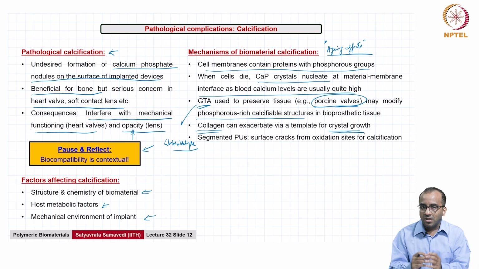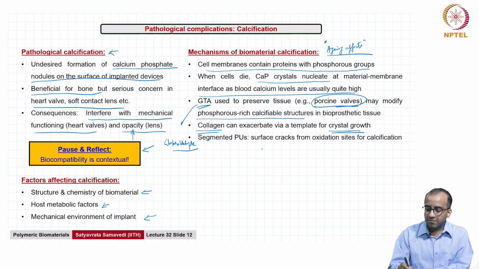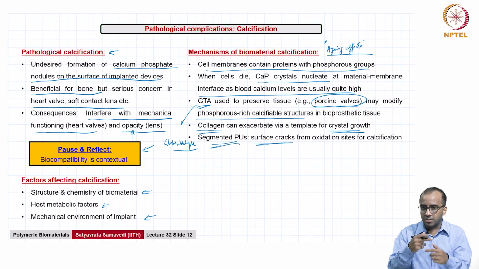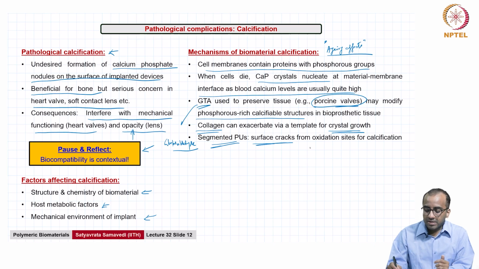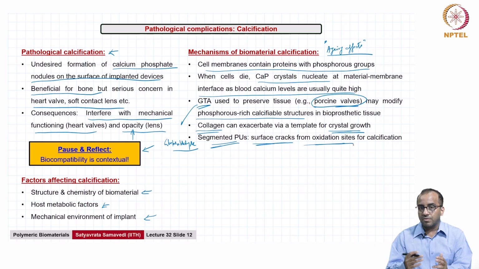In fact, in bone, the organization of the collagen is such that you can have calcium phosphate crystals nucleating and growing. Likewise, there it is beneficial. Here the same mechanism or a very similar mechanism is extremely detrimental. And another source, due to aging, for example, you can have surface cracks in segmented polyurethanes, which are used in insulating lead wires in pacemakers, for example. The surface cracks from oxidation due to aging effects can serve as sites for calcification.